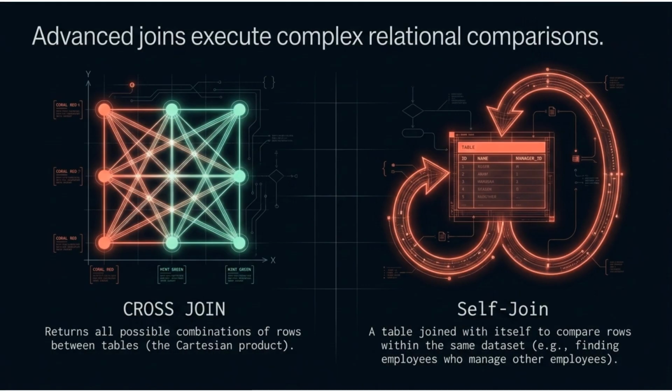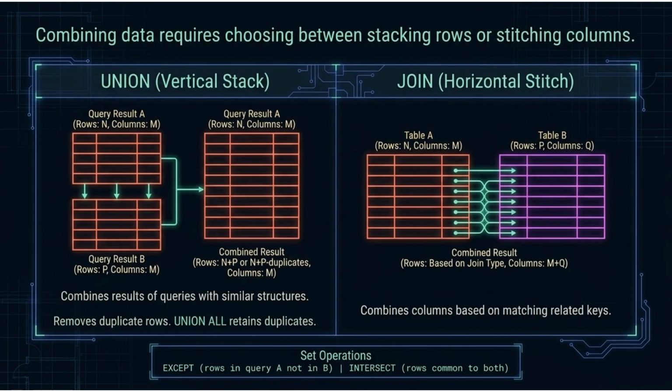Advanced joins execute complex relational comparisons. A cross-join returns all possible combinations of rows. A self-join links a table with itself for internal comparisons. Combining data requires choosing between stacking rows using union, a vertical stack, or stitching columns using join, a horizontal stitch.